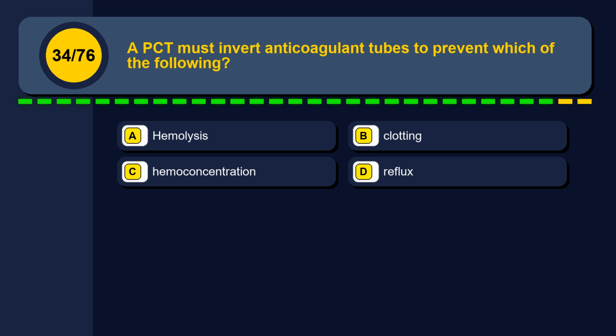Question 34. A PCT must invert anticoagulant tubes to prevent which of the following? Option A. Hemolysis. Option B. Clotting. Option C. Hemoconcentration. Option D. Reflux.